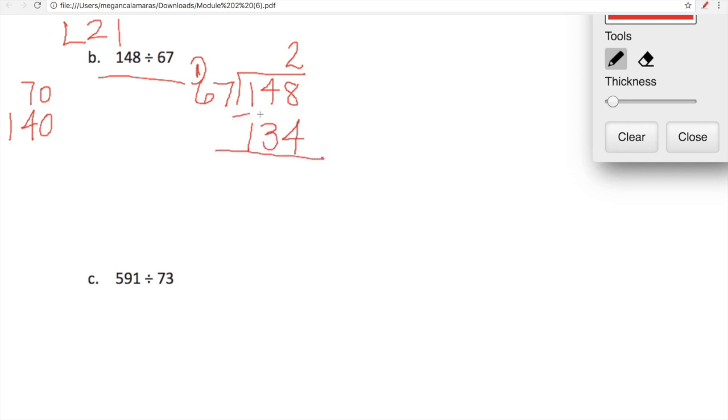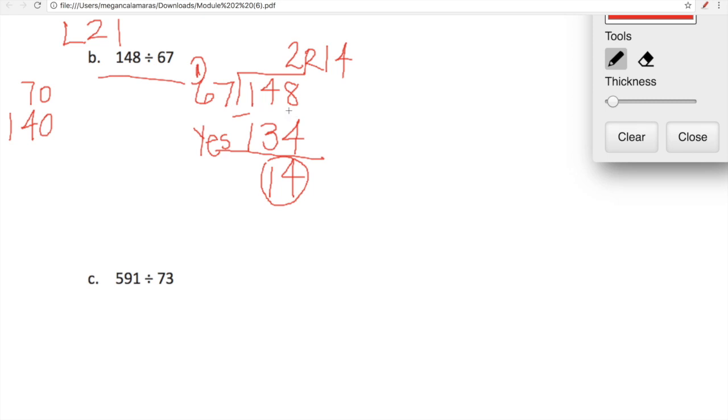Let's find the difference here. 8 minus 4 is 4. 4 minus 3 is 1. And then 1 minus 1 is 0. We have 14 left over. 14 is our remainder. Before we move forward, we need to make sure, is this number, 14, less than 67? Yes. If this was not less than 67, that would mean that we could squeeze one more into our quotient, or maybe a couple more. But since 14 is less than 67, life is good. We have a quotient of 2 with a remainder of 14.